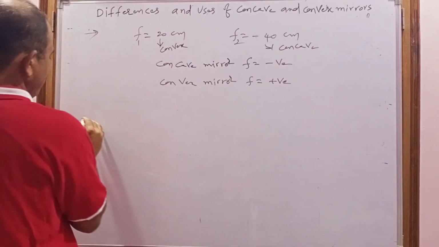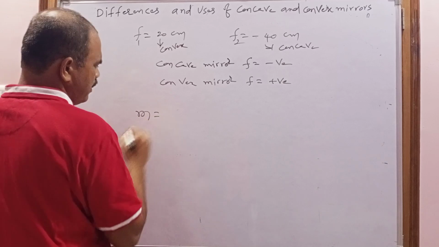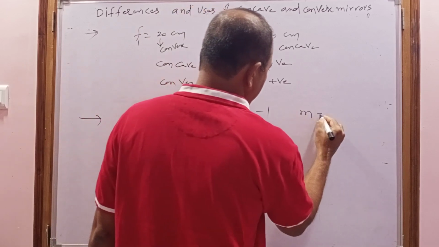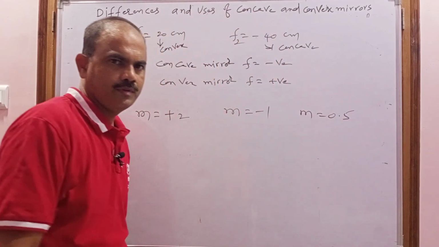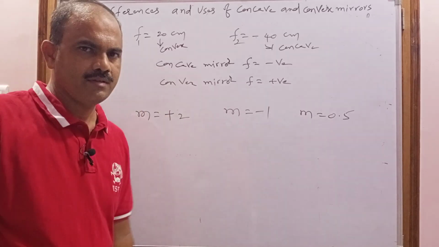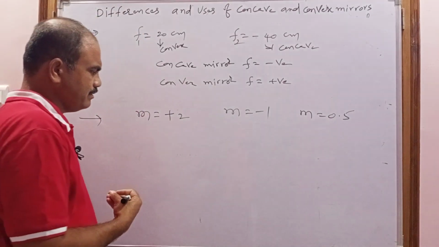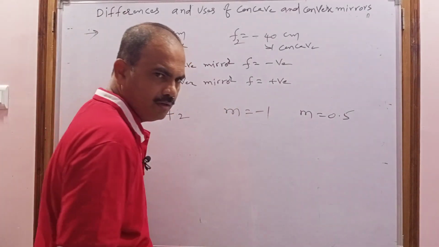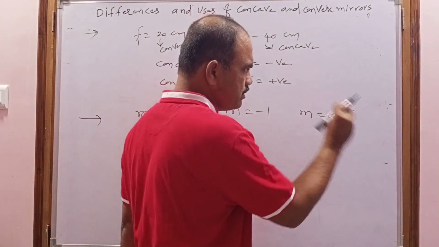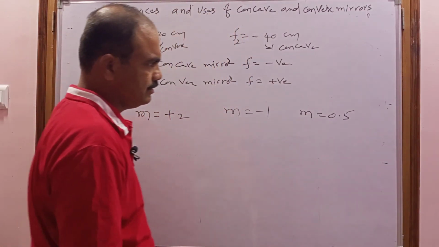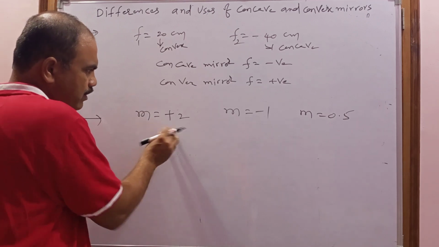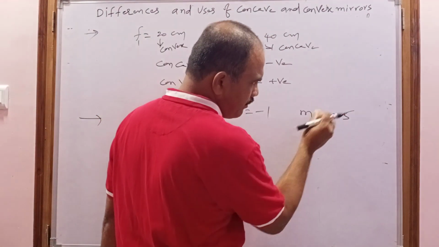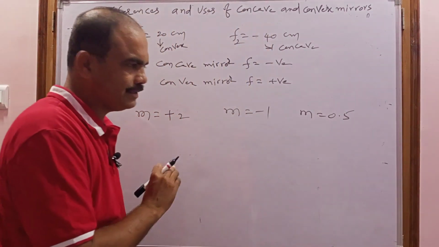And the next question will be like this. m equal to plus 2, m equal to minus 1, m equal to 0.5. What is the significance of m equal to plus 2? What is the significance of m equal to minus 1? What is the significance of m equal to 0.5? They will give it like this.